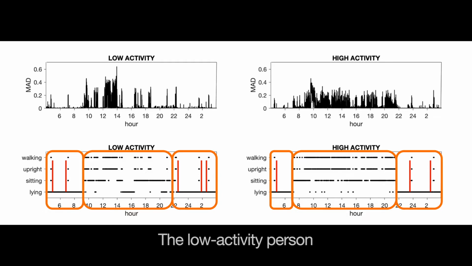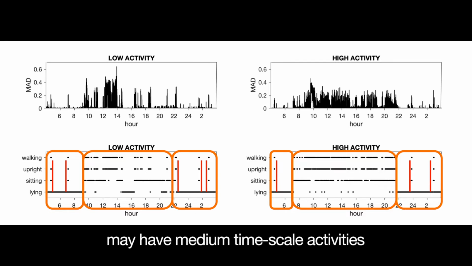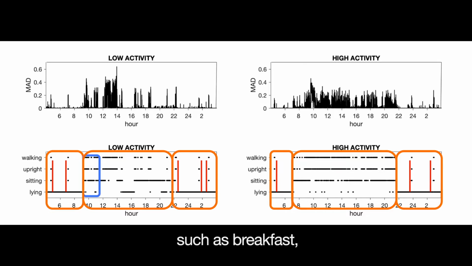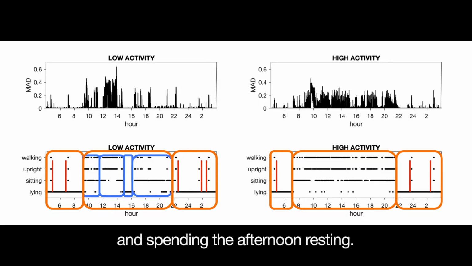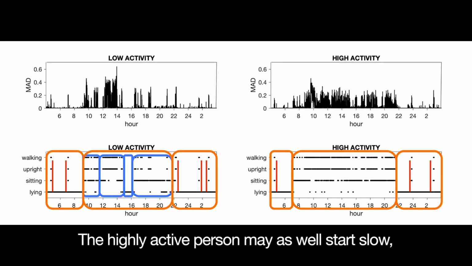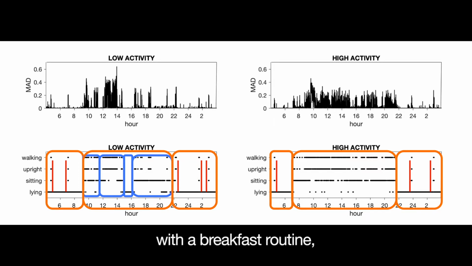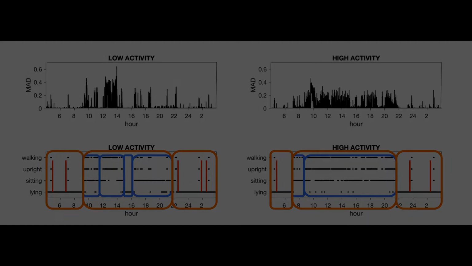The low activity person may have medium timescale activities such as breakfast, some energetic activity, a nap, and spending the afternoon resting. The highly active person may as well start slow, with a breakfast routine, to spend the rest of the day engaged in moderate activity.